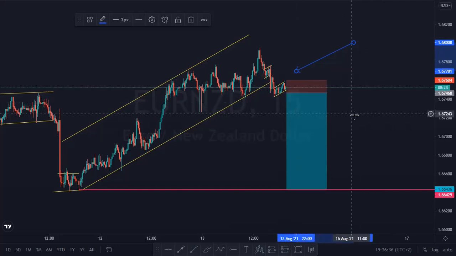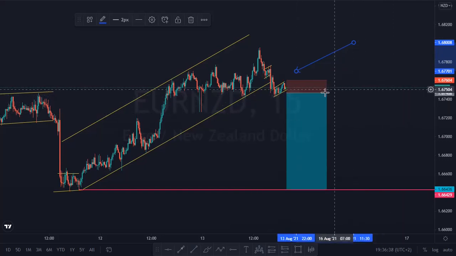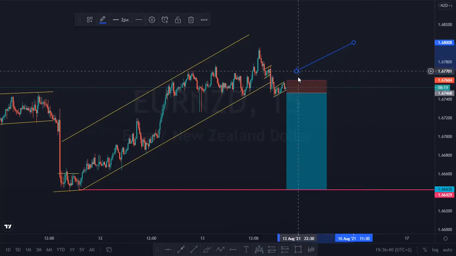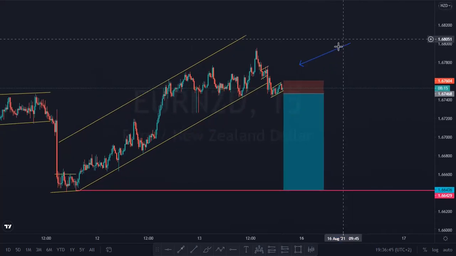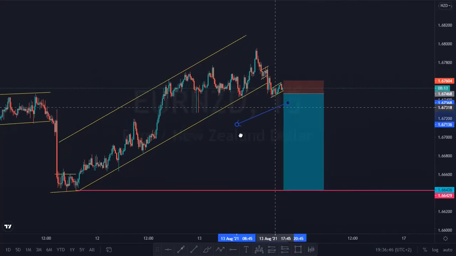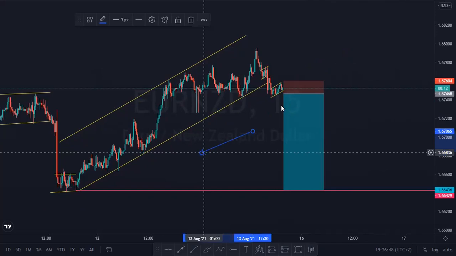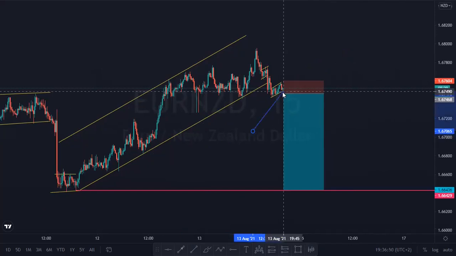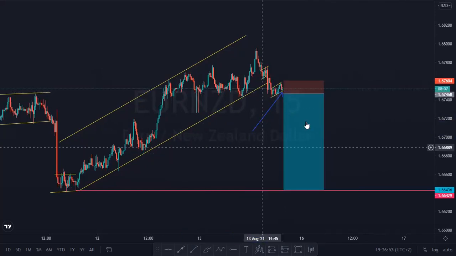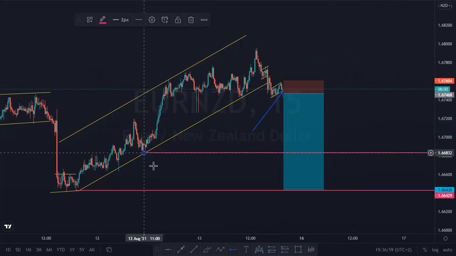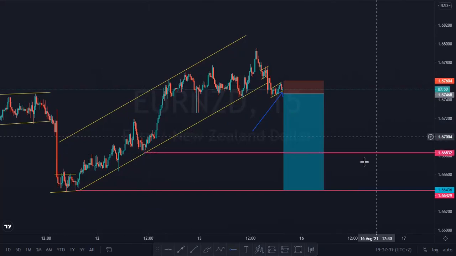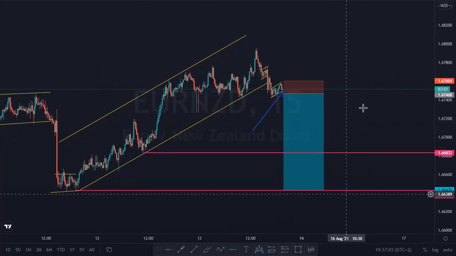So guys, this is where my entry will be. As soon as it breaks here, let me just take my arrow this side. As soon as it breaks here, this is where I enter. Where's gonna be my first TP? My first TP is gonna be here. This is my second TP, a 9% run.